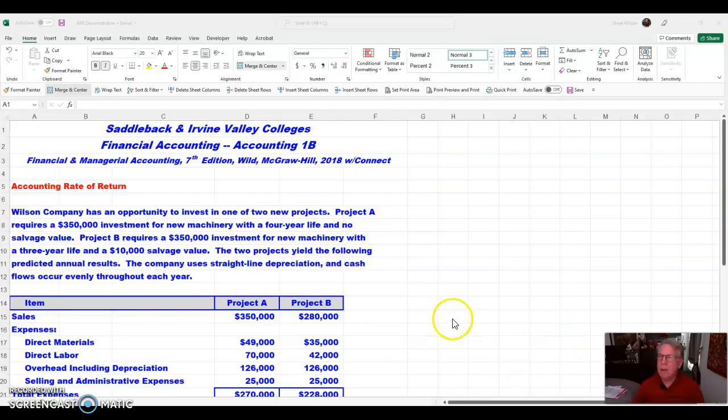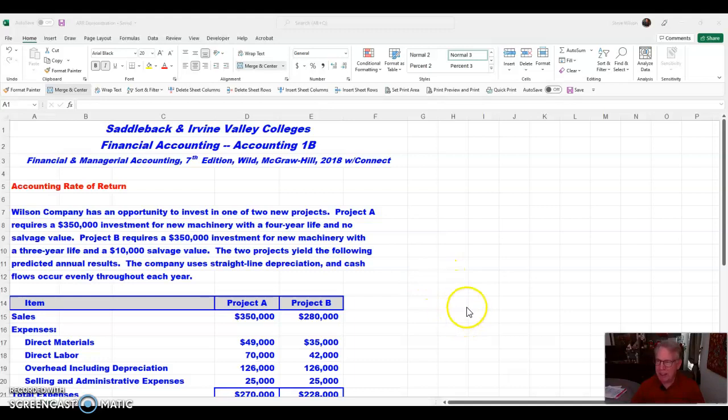In this file, this is a demonstration of the accounting rate of return. I admit that I don't use this very often in the real world because it has some serious weaknesses, which we'll discuss here in a second. But it is on the group project and it is part of the text, so I'm duty bound to teach it to you. And here's an example of how we would do that.